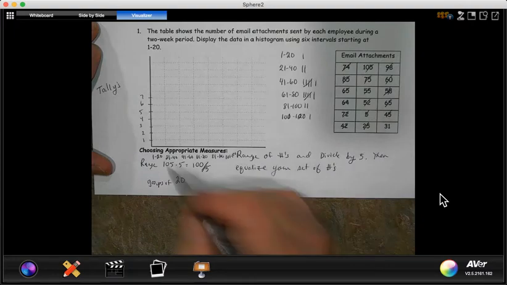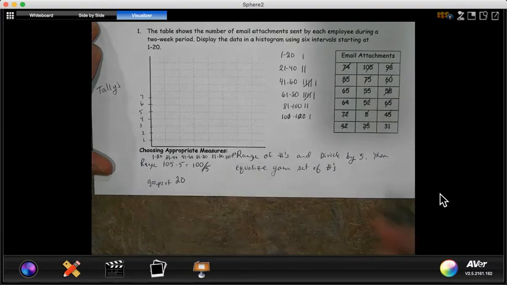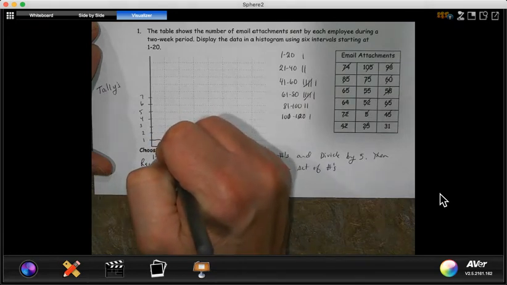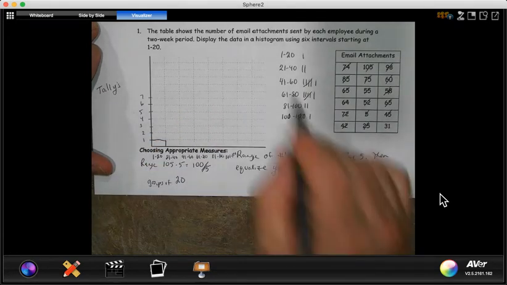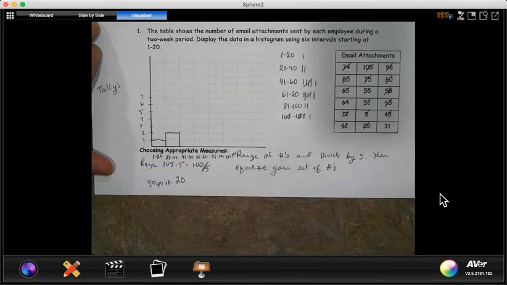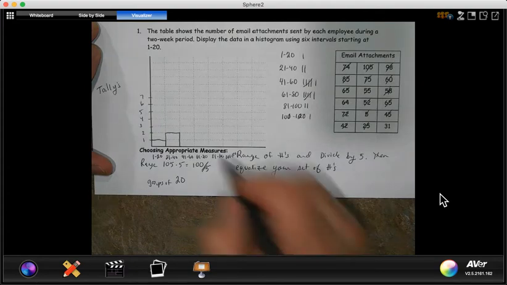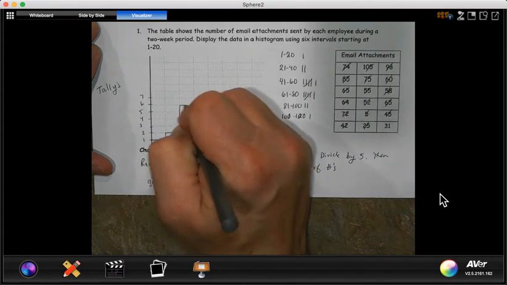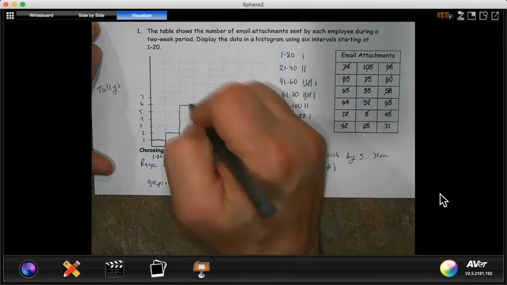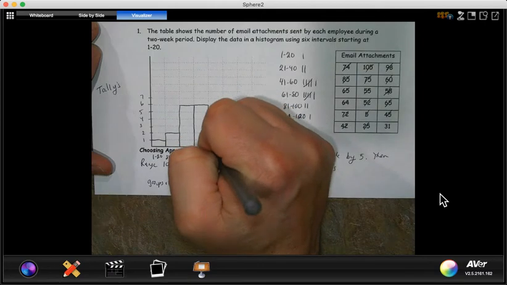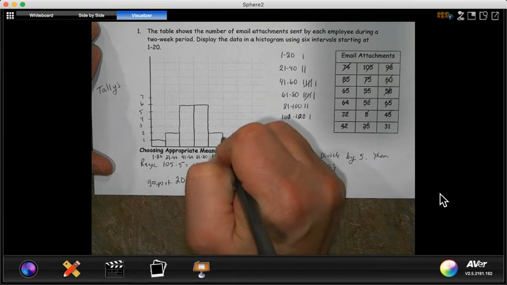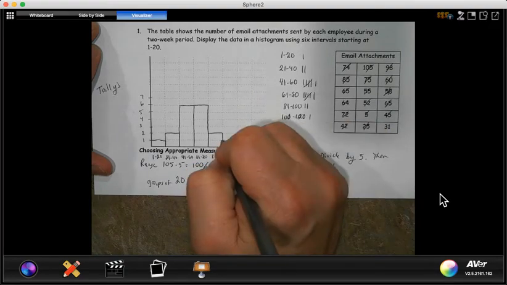So it's kind of scrunched in. We'll do a better job. The words were in the way. And then now we make our bar chart. So 1 to 20 was 1, so we make a box. And then 21 to 40 was 2, so I make a bar of 2. And then 41 to 60 is 6, so I'm going to go up to 6 and over. 61 to 80 is also 6. 81 to 100 is 2. And then 101 to 120 is 1.